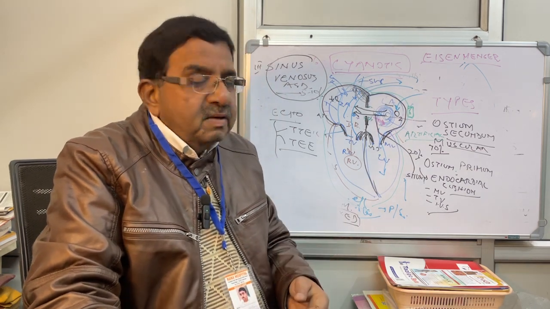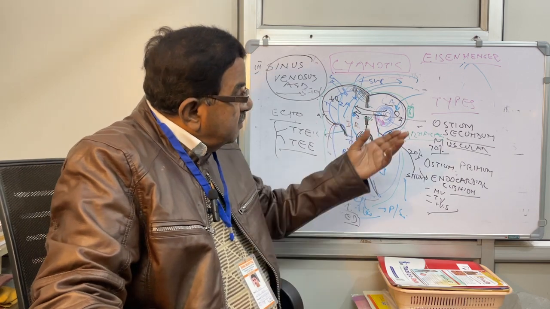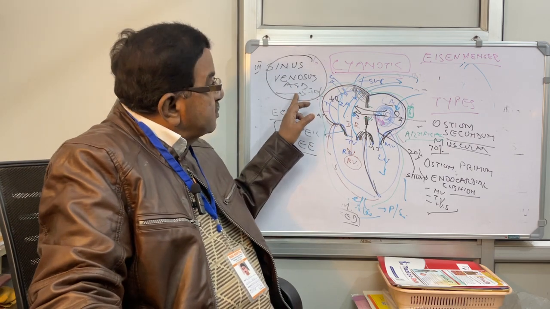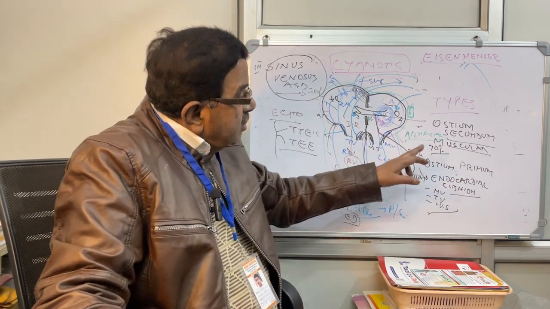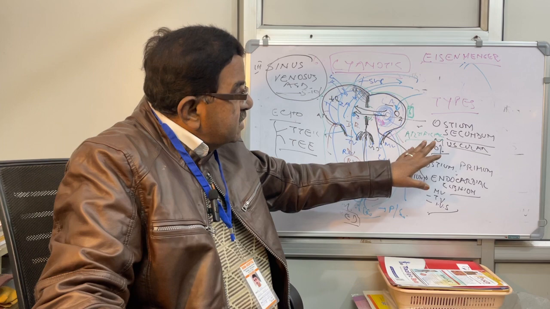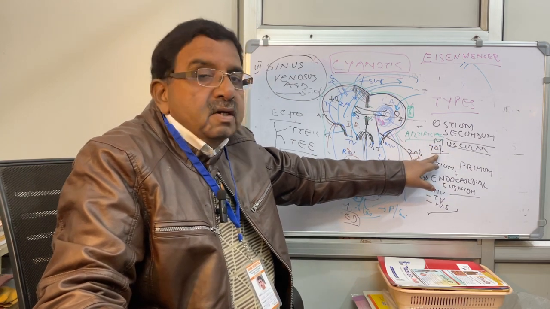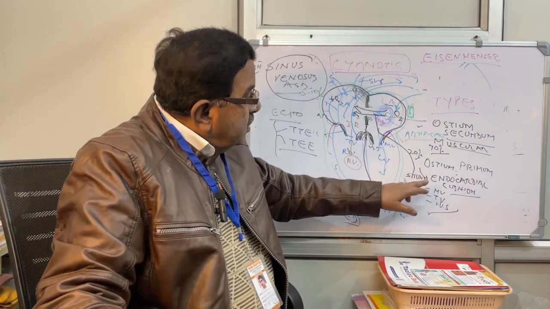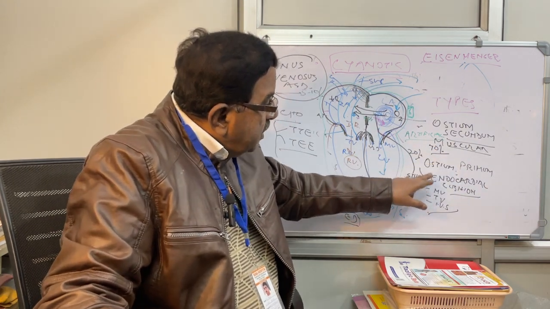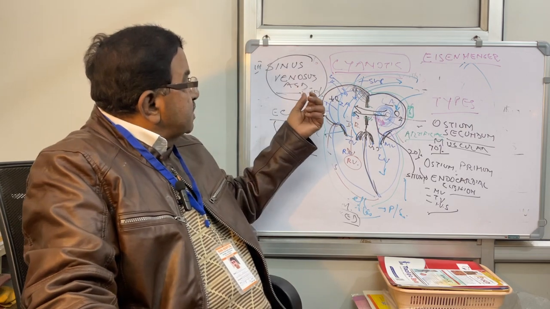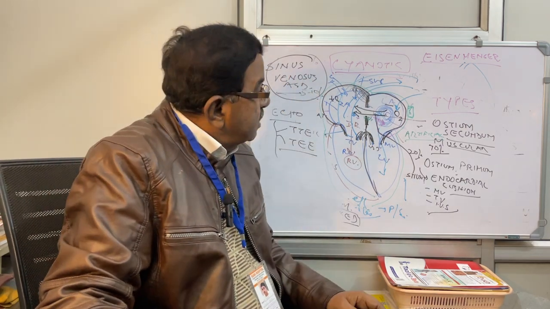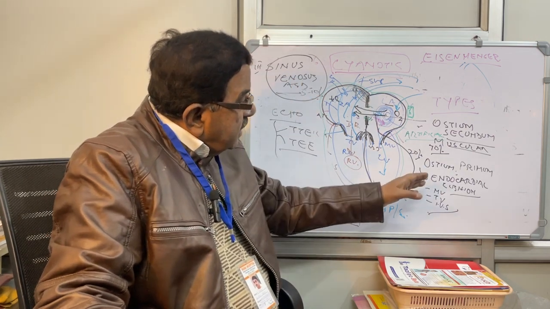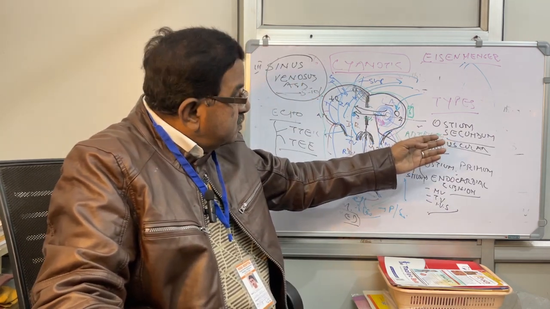Now, what are the various types? It is of three types: ostium secundum, ostium primum, and sinus venosus ASD. Ostium secundum defect is the commonest. That means up to 70% of patients of ASD will have ostium secundum defect. 20% of patients will have primum defect, and 10% will be having sinus venosus. This is most dangerous, this is less, and this is the commonest one.